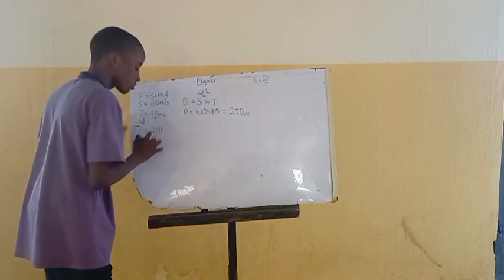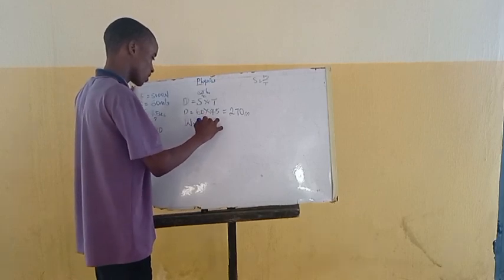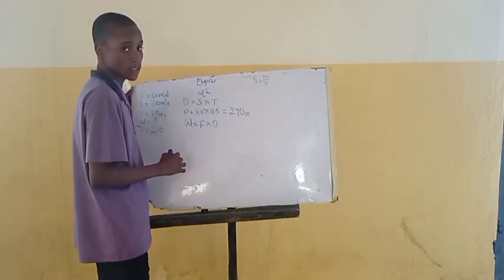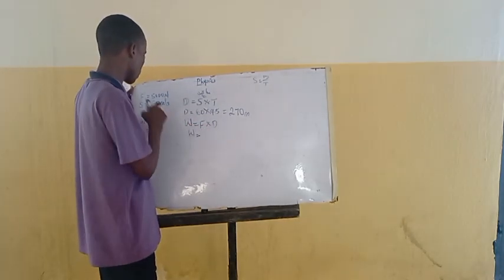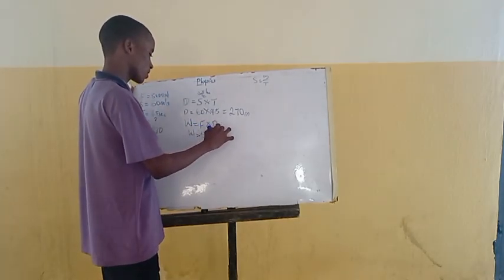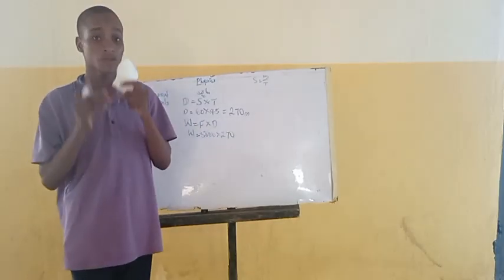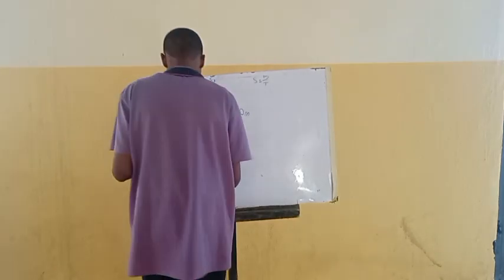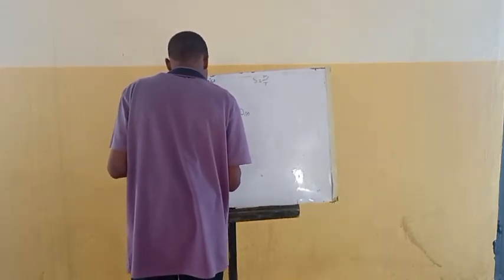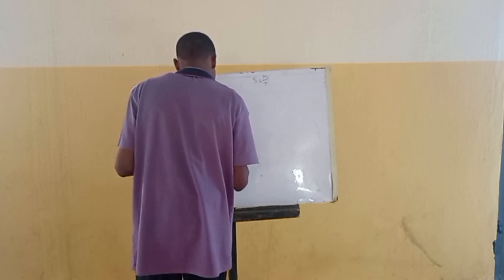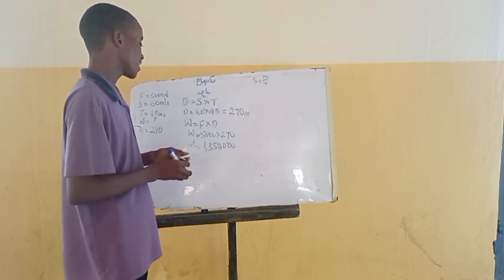Okay? So here I will now say if the distance is now 270, we say work is equals to force times distance, right? So work done is equals to, the force is 5,000 times the distance is 270. So if you check your calculator, you are going to get something like this. Work is equals to 1,350,000, right? 1,350,000. Now, how did I get it?